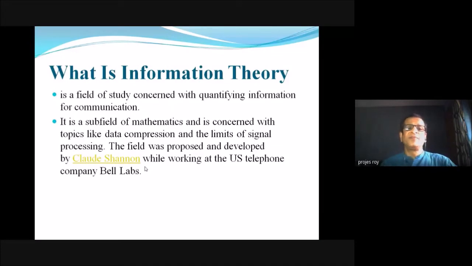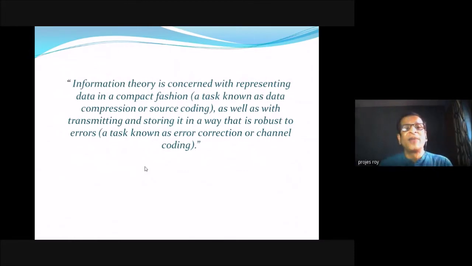It is a subfield of mathematics and is concerned with topics like data compression and the limits of signal processing. The field was proposed and developed by Claude Shannon while working at the US telephone company Bell Labs. Now, information theory is concerned with representing data in a compact fashion, a task known as data compression or source coding, as well as with transmitting and storing it in a way that is robust to errors, a task known as error correction or channel coding, right?